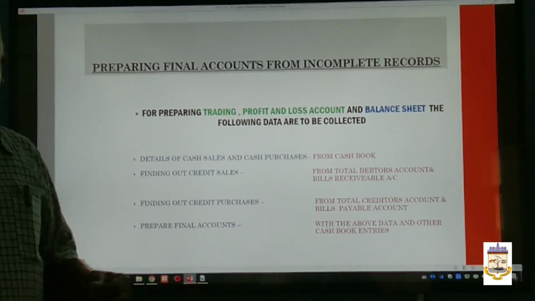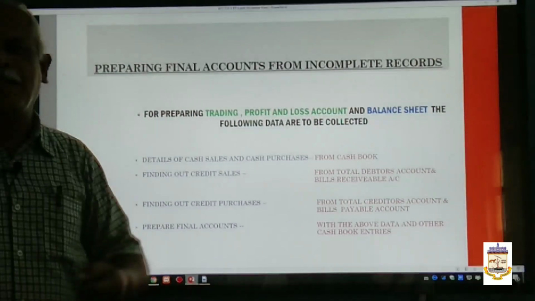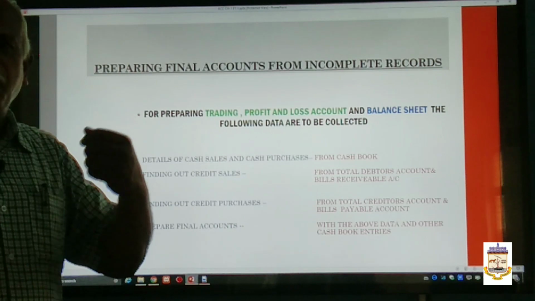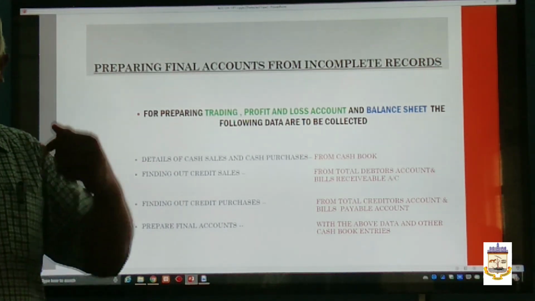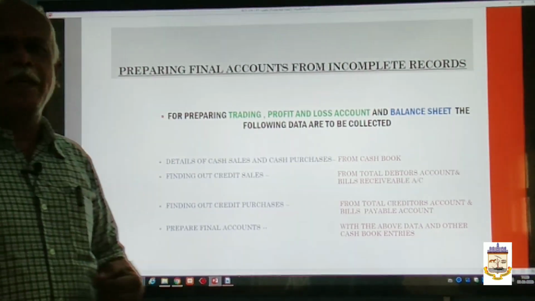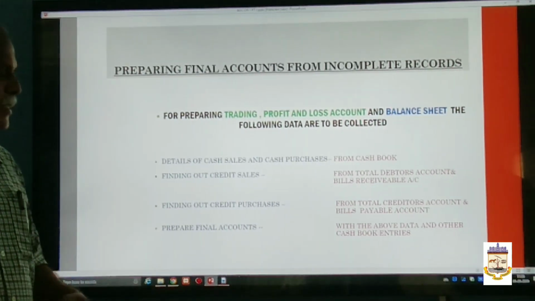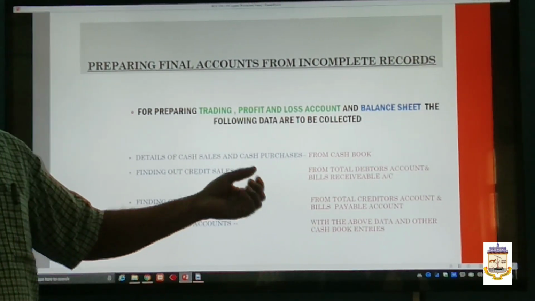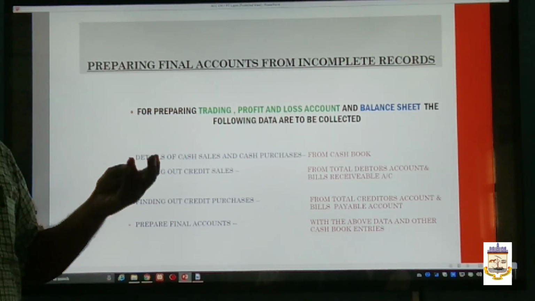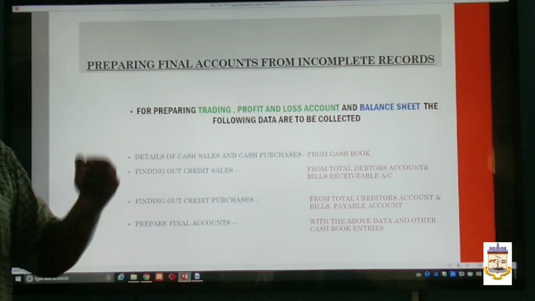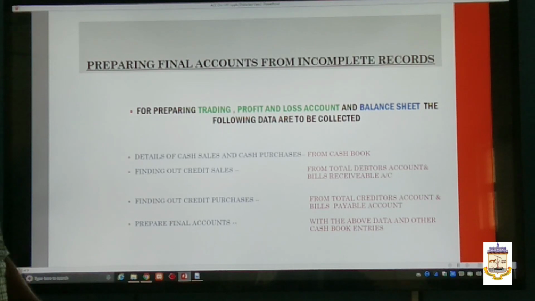We have to find out another item, that is credit purchases. Credit purchases are those purchases made without paying money. We purchase the goods from the suppliers. If we pay cash, we record it in the cash book or cash account. If we purchase without paying money, till we pay, they are called creditors. We need to pay them, and by preparing a total creditors account and a bills payable account, we can find out credit purchases. And then, as the final step, we prepare the final accounts, using the available data, that is cash sales, credit sales, cash purchases, credit purchases and other expenses recorded in the cash book, and then we prepare the final accounts of the business.